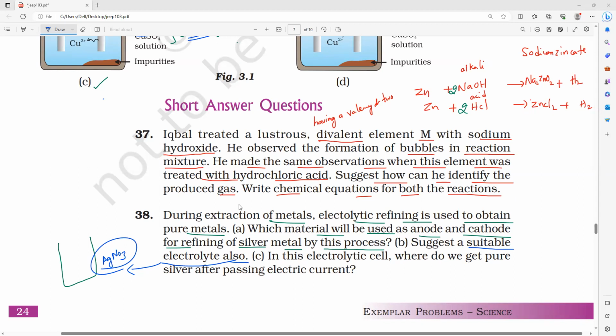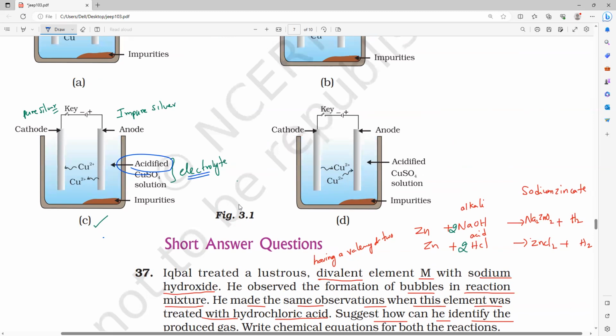That's all it is. So in this electrolytic cell, where do we get pure silver after passing electric current? Where do we get it, guys? At the cathode or at the anode? Yes, at the cathode. Already many times I mentioned this to you. At the cathode. Always keep it in mind. In the electrolysis process, at the anode we take impure metal, whatever the metal: copper, silver, gold, magnesium. Whatever metal you take, impure metal is at the anode, pure metal is at the cathode.